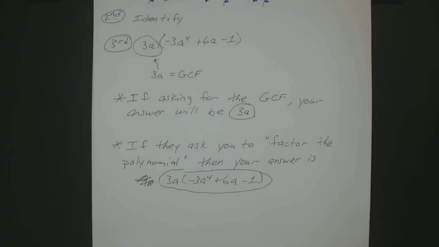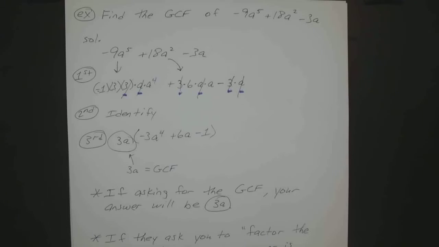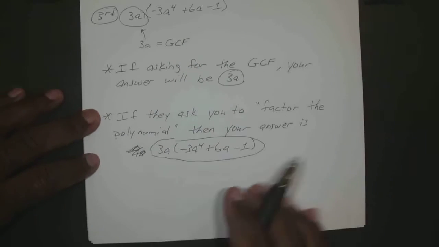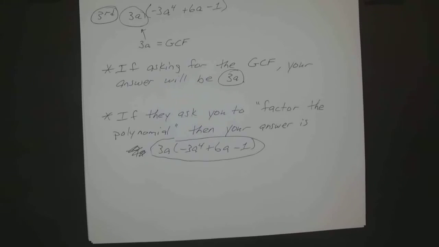Okay. Because finding the greatest common factor is just saying we want you to pull out what they all have in common. But when they say factor the polynomial, they want you to rewrite that as just something times something. So in this case, it will be 3a times all of that. Okay. Any other questions? All right.